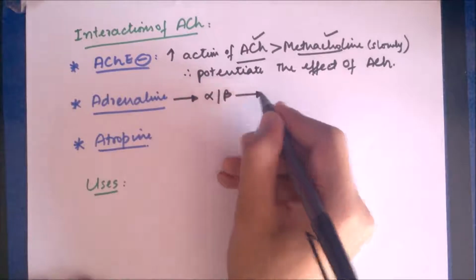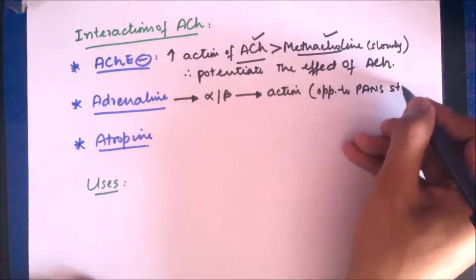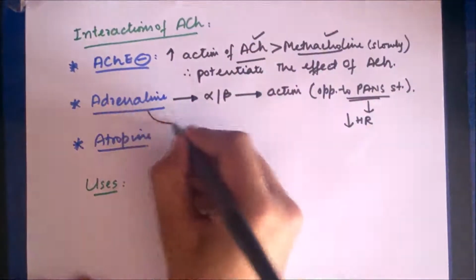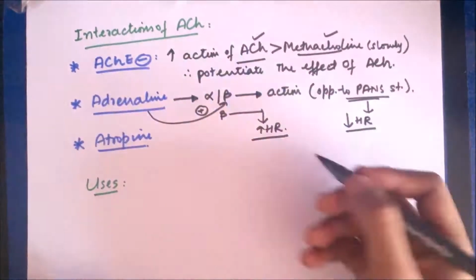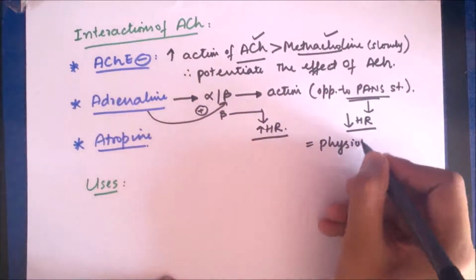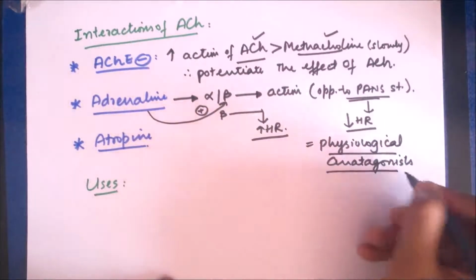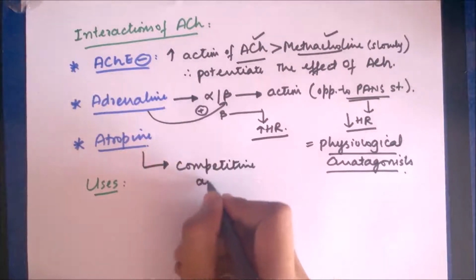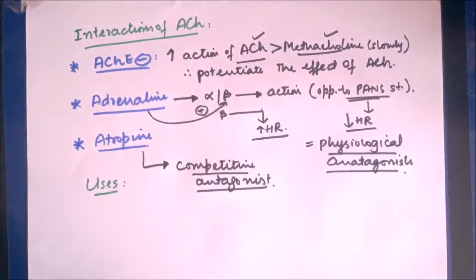Now, adrenaline will act on alpha and beta receptors and produce its action, and in most cases the action produced is opposite to the action produced by the parasympathetic nervous system. So we should not give these drugs together because it would be of no use, as the actions produced will be opposite. For example, parasympathetic stimulation will lead to decrease in heart rate and adrenaline will cause increase in heart rate. So these are physiological antagonists of each other and they should not be given together. Atropine is a competitive antagonist of acetylcholine, which will act on the same receptors and will block it.